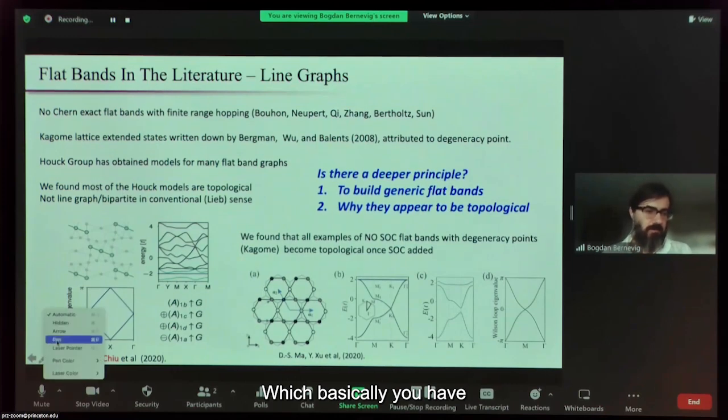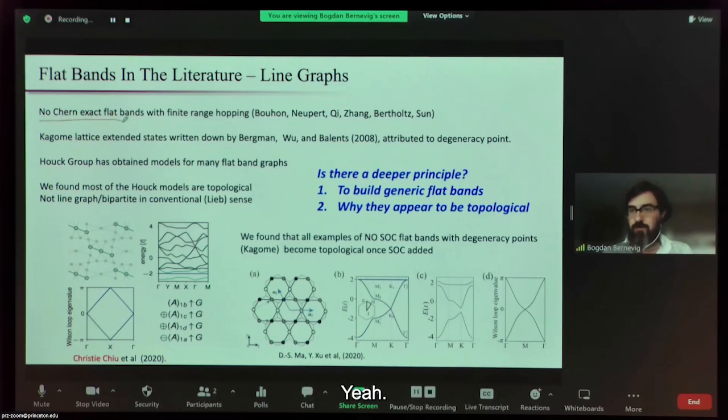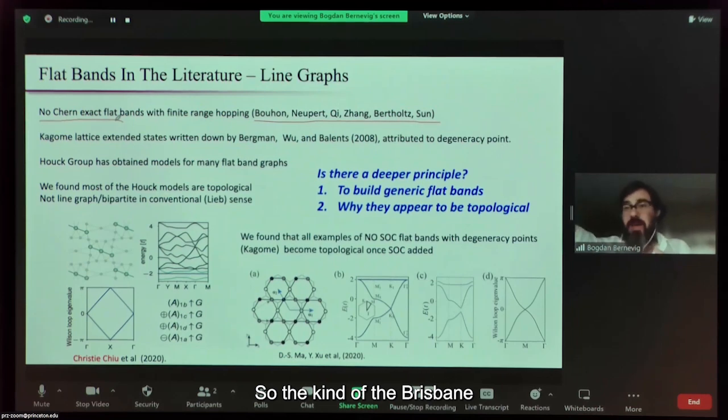There's quite a body of literature that's known about flat bands. And one thing is that in order to create flat bands with a topological number, you cannot make them exactly flat. By exact, I mean exactly zero bandwidth, not exponentially small bandwidth. You cannot do this with finite range hopping. And there are several proofs of this statement. You either need infinite range hopping or many bands or an infinite number of bands, etc., to get exactly flat bands with a topological number.